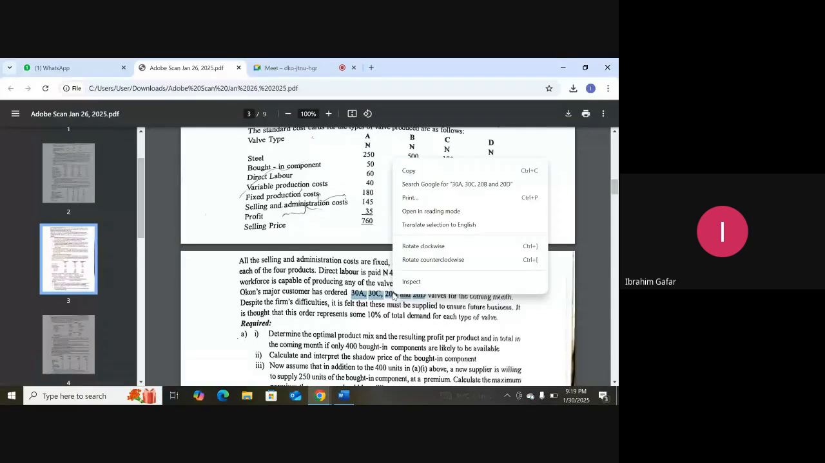300. Then we now come here and think of certain things. Despite the difficulties, I want you to understand this place very well. Despite the difficulties, it is said that this must be supplied to ensure future business. It is thought that this order represents this order that you are seeing here. Please, I want you to take note of the continuity here.